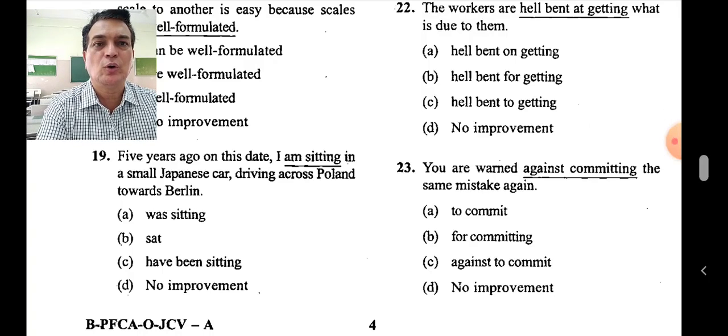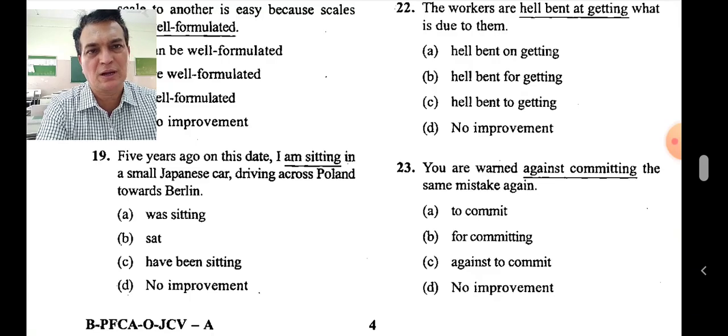Five years ago on this date, I'm sitting in a small Japanese car driving across Poland towards Berlin. Was sitting, sat, have been sitting, no improvement.